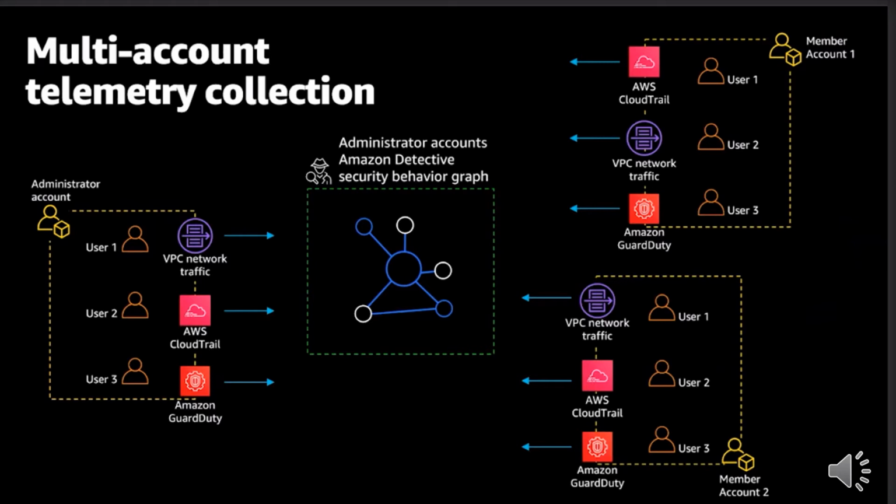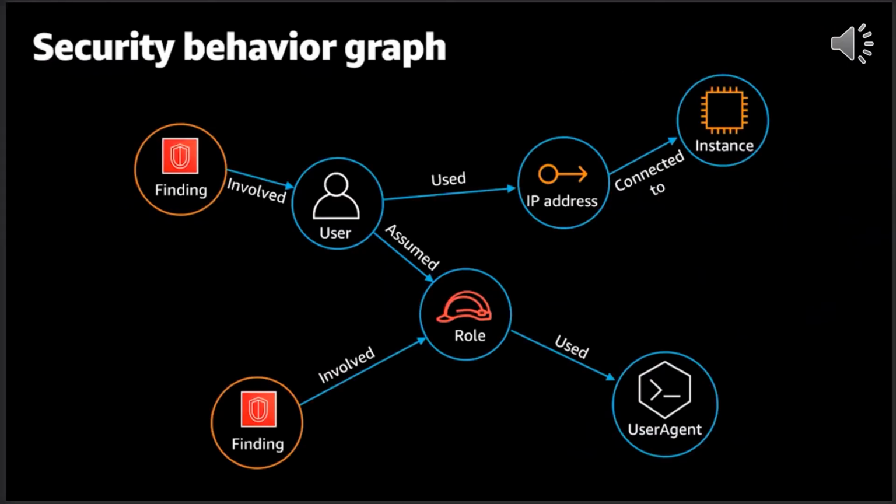It's important to note that Detective is a regional service, which means you'll need to enable Detective in any region with workloads you wish to monitor. Detective is backed by a graph-based data store where the data ingested is processed, aggregated, and mapped to a predetermined model, which is stored for a year within Amazon Detective.